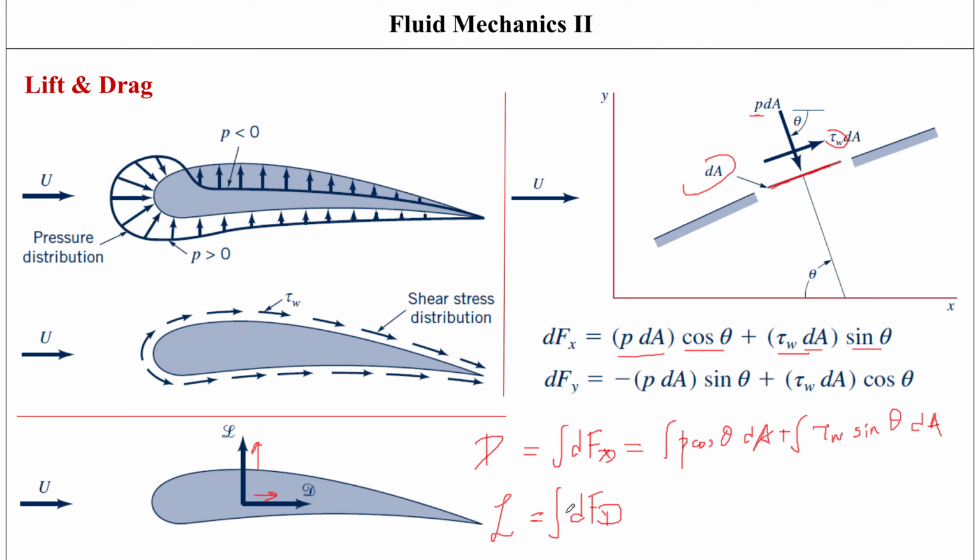Now, this is difficult to accomplish, integrating all of this, because, well, first of all, we should know the body shape, obviously, because theta is a function of the location along the body, and then we need to know the distribution of tau W and the pressure force here as well along the surface, and all of this is extremely difficult to do, whether we're trying to do it experimentally or if we're trying to do it theoretically.